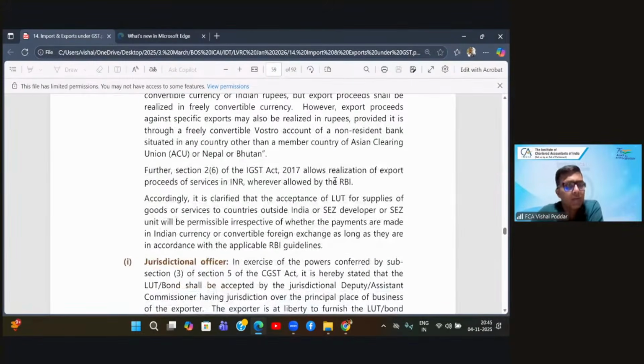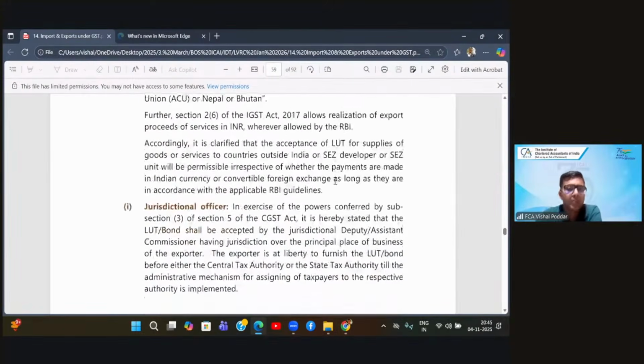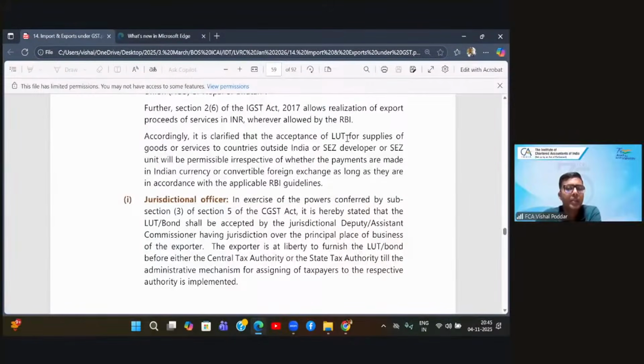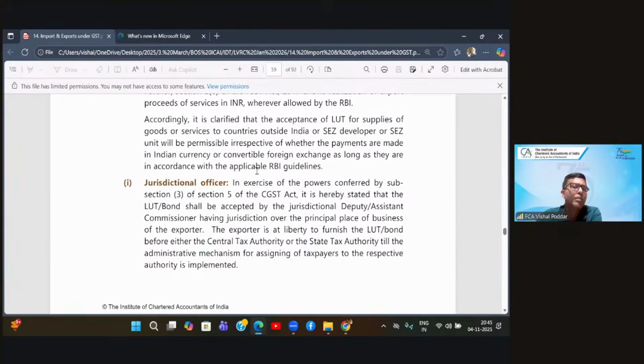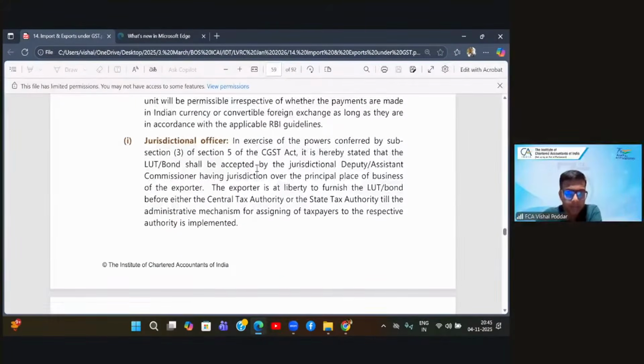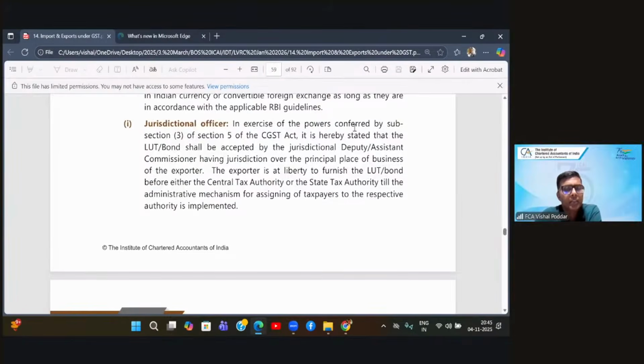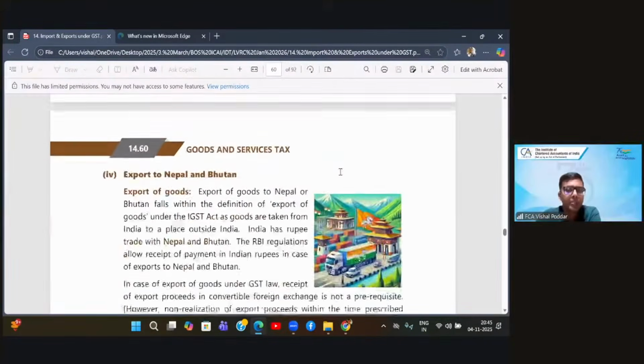So this is where even realization in foreign currency has been relaxed. Accordingly, it is clarified that acceptance of LUT for supplies of goods or services to countries outside India or SEZ developers and SEZ units will be permissible irrespective of whether the payments are in Indian currency or convertible foreign currency, as long as they are in accordance with applicable RBI guidelines. Jurisdiction officer: in exercise of power conferred under subsection 3 of section 5 of CGST, it is hereby stated that LUT bond shall be accepted by the jurisdictional deputy commissioner or assistant commissioner having jurisdiction over your principal place.